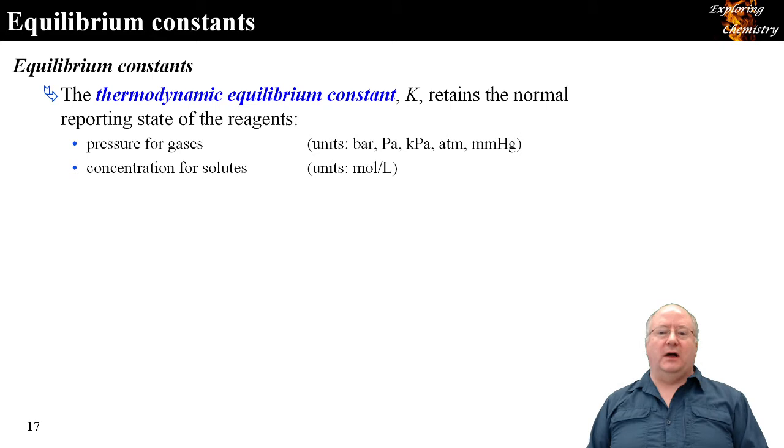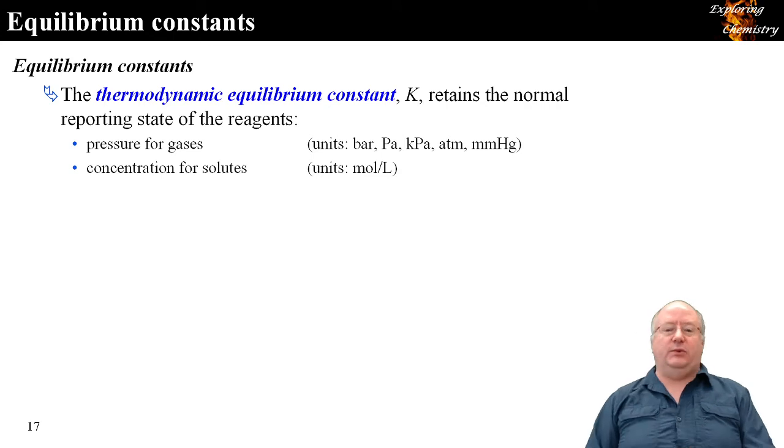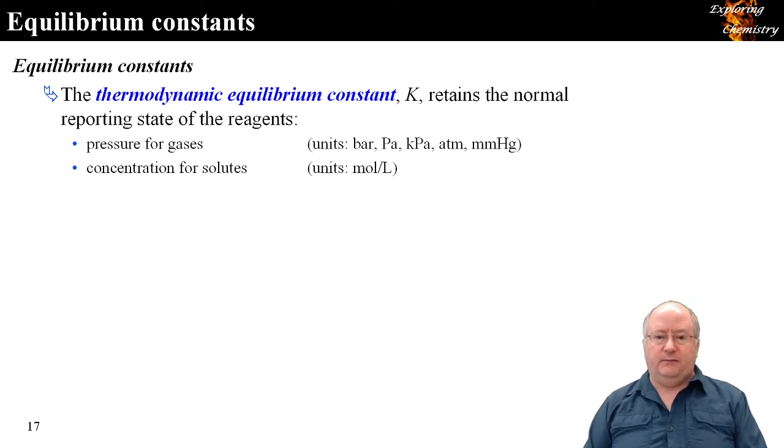And look at equilibrium constants. And probably going to be looking at equilibrium constants to a greater depth than what you had in high school. And while you may have seen this material, we're reviewing it and we're taking it to a greater depth, more advancing your knowledge. So the first one I want to look at is the thermodynamic equilibrium constant. The thermodynamic equilibrium constant retains the normal reporting state of the reagents. So for gases, we report gases in varying units: bar, pascals, kilopascals, atmosphere, millimeters of mercury. All of those are very common units for reporting gases.